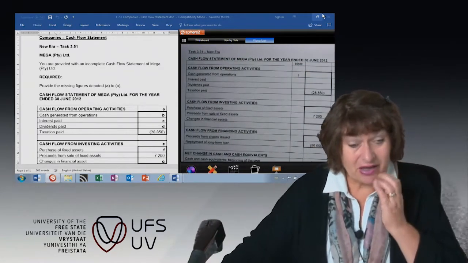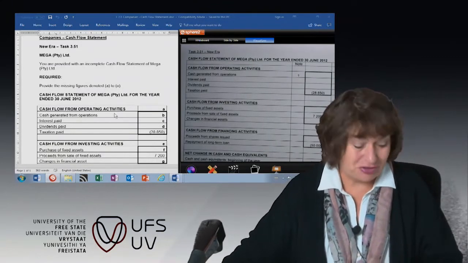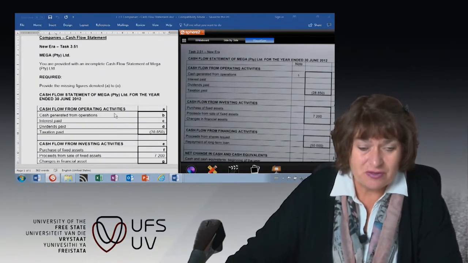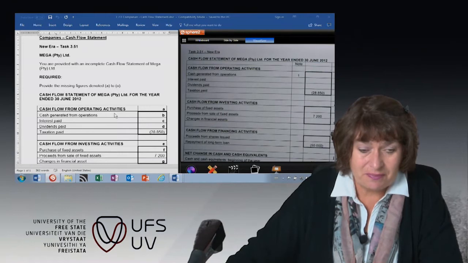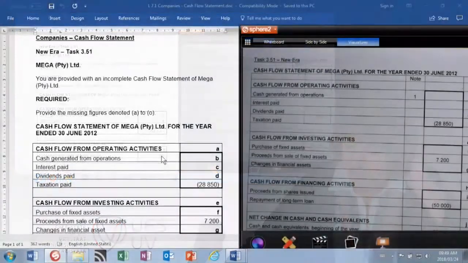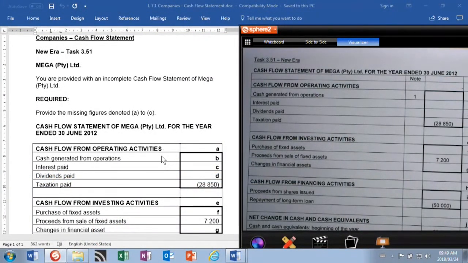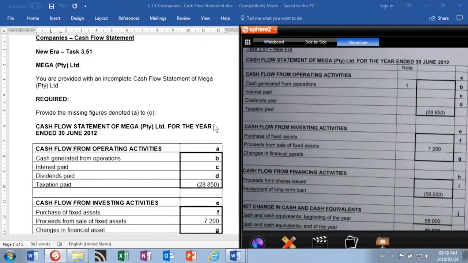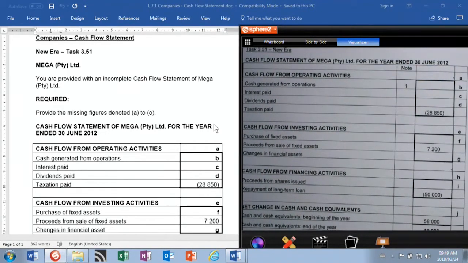You can see that I took it from the New Era. Thank you to New Era, the New Era textbook. It is task 3.51. It is the cash flow statement of Mega Pty Limited. Provide the missing figures denoted A to O. So you can see that there's a few things that is included there, and I also put on my answering paper the A, B, C, D, etc.